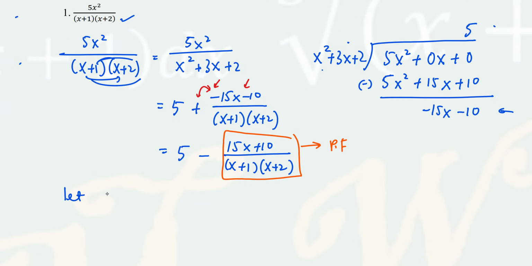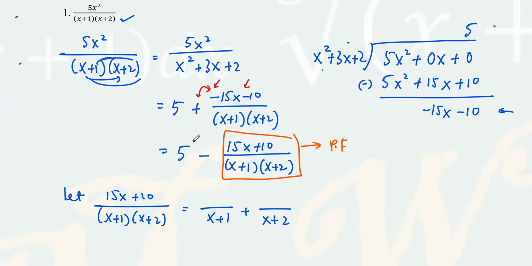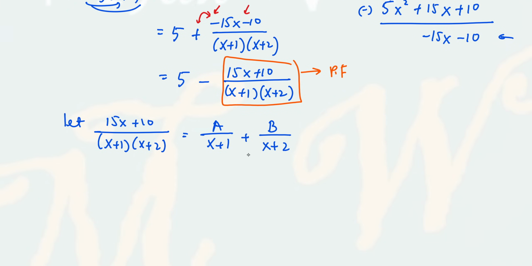So I will let (15x plus 10) over (x plus 1) times (x plus 2) equal to, now here, rewrite the denominators. So when you check here, you are given two linear factors, right? That means the numerator should be constants a and b. And now to get the two values, the a and b, we need to compare to the left side to get the same denominator, which means now here I will be getting 15x plus 10. Here is x plus 1, then x plus 2.